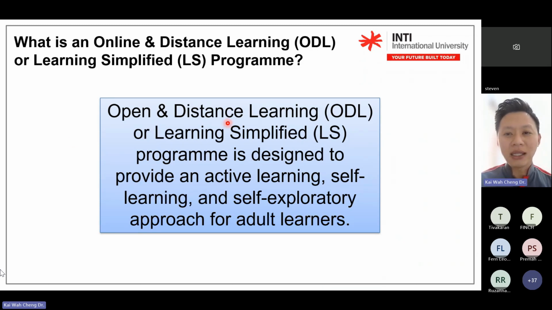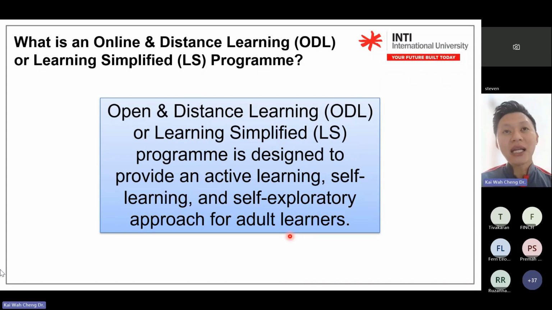All right, Open and Distance Learning, or ODL, or Learning Simplified, LS program, is designed to provide an active learning, self-learning, and self-exploratory approach for adult learners. ODL or LS program is different from the conventional program. We design the ODL program for adult learners because we understand that they have work commitments during the daytime, but at the same time, maybe they want to improve their knowledge or enhance their skills, right? So this is why the ODL program is here for all the adult learners.